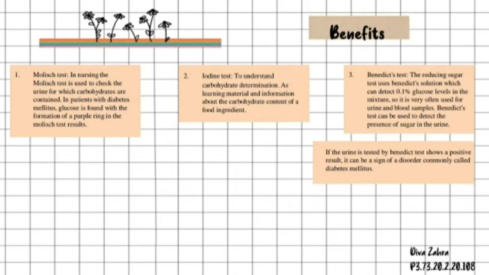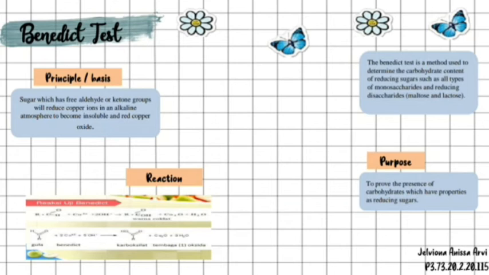And the last is Benedict's test. The reducing sugar test uses Benedict solution, which can detect 0.1% glucose levels in the mixture, so it is very often used for urine and blood samples. Benedict's test can be used to detect the presence of sugar in the urine. If the urine tested by Benedict's test shows a positive result, it can be a sign of a disorder commonly called diabetes mellitus. And now the Benedict test.